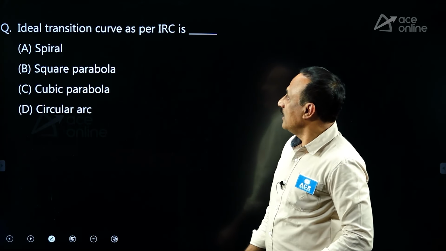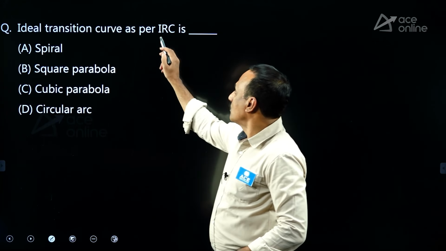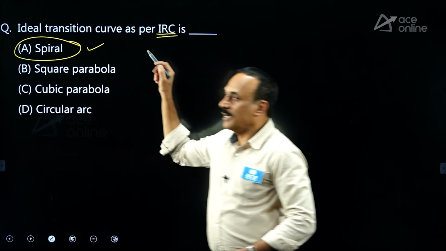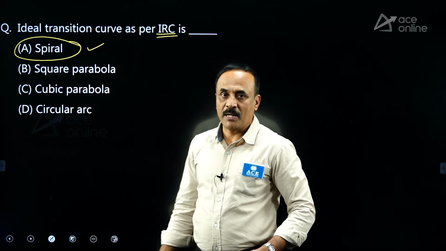Come to the next question. Ideal transition curve as per Indian Road Congress. For roads, the ideal transition curve is spiral. For railway, the ideal transition curve is cubic parabola. For Indian Road Congress, for roads, the ideal transition is spiral.